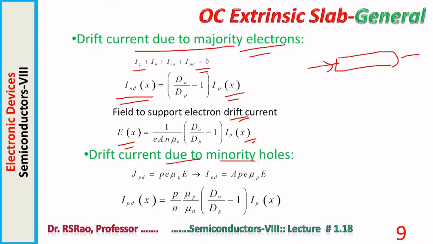Drift current due to minority holes. This is the expression for a drift hole current: p, mu p, E. If you multiply it with the cross-sectional area A, then we get current in amperes, Ipd. So Ipd of x is equal to p by n, mu p by mu n, (Dn by Dp minus 1) Ip of x. With this, we are able to determine all the 4 components of currents inside an open circuited extrinsic slab.